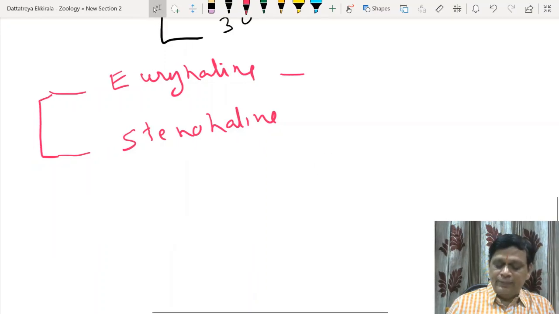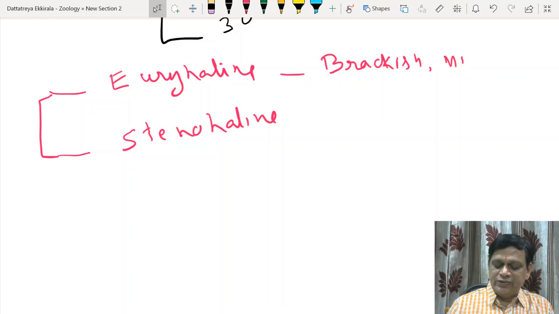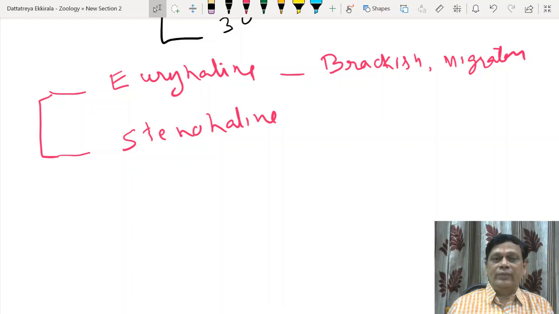So all fishes living in brackish water, and migratory fishes, means some fishes migrate from seawater to freshwater, others from freshwater to seawater, they are all called migratory. So that is euryhaline. They have to be euryhaline, otherwise they will die, migratory fishes. And brackish water fishes also same thing. If a fish is living only in fresh water, you call it stenohaline. Only marine water, then also stenohaline, right?